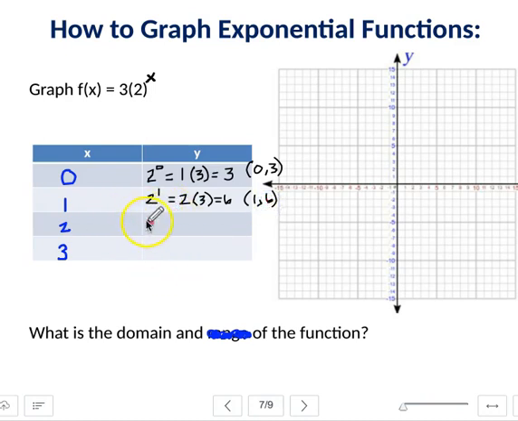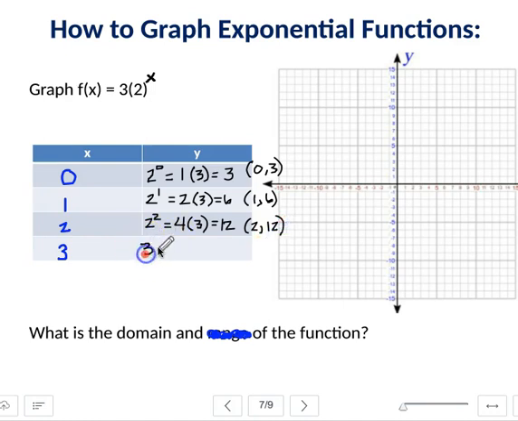And then now I'm going to plug in 2 for x. So 2 to the second power is the same thing as saying 2 times itself 2 times. So 2 times 2, which is 4. Then we'll multiply that times 3, and I get 12. So when my x coordinate is 2, my y coordinate is 12.